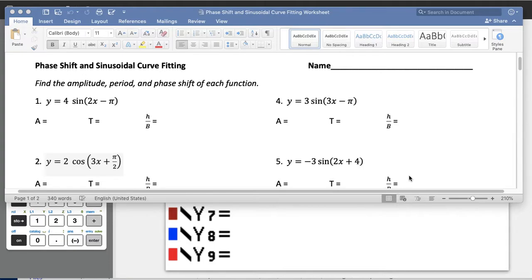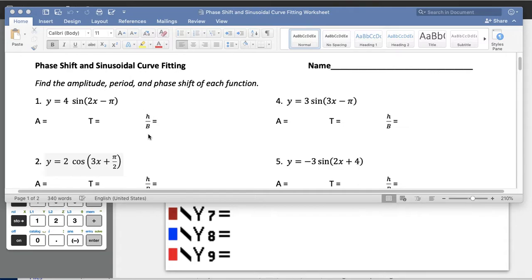Okay, we are going to add on a little bit to that last video and talk a little more about phase shift and sinusoidal curve fitting and actually do one of the problems on your homework. First of all, on number one, if we just look at the equation, we know that this is y equals a sine (bx minus h). Well, h is our horizontal shift. Our phase shift is h over b.